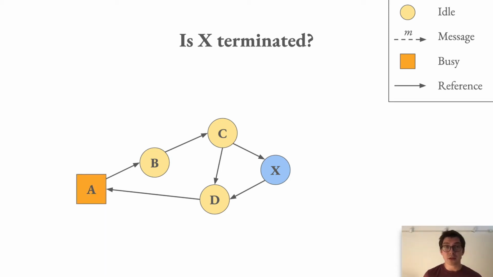In this case, we can see that there's a path from busy actor A to X. And now we can tell that X is not terminated, because A could send a message to B, B could send a message to C, which can then send a message to X.